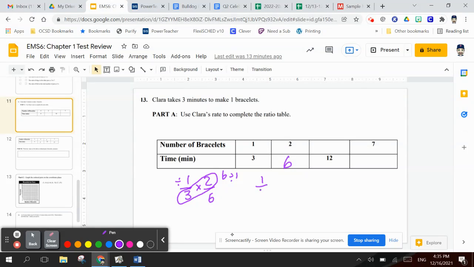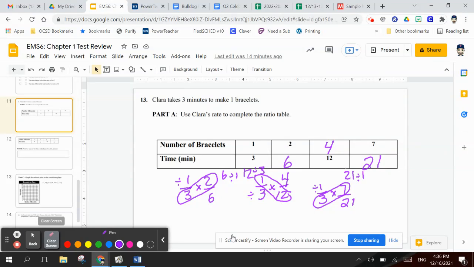12. If I have 1 to 3 and we have 12 minutes, how many bracelets did she make? So again, I cross multiply. 1 times 12 is 12. I divide that by the only number I have left, which is 3. 12 divided by 3 is 4. And the last one is 7. Again, I have 1 to 3. I have 7 on top. 7 times 3 is 21. I divide that by 1, and that's 21.